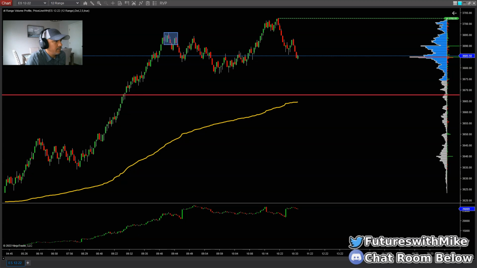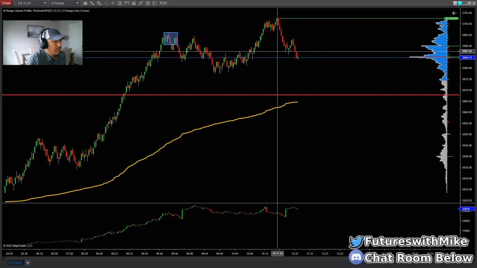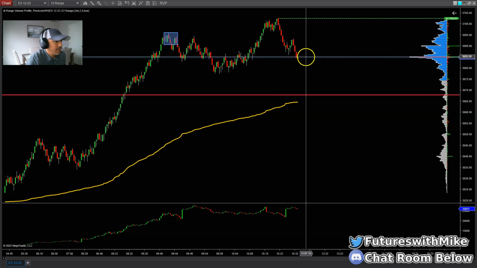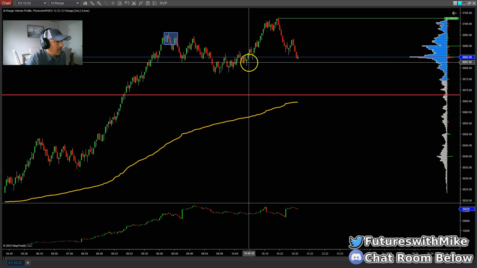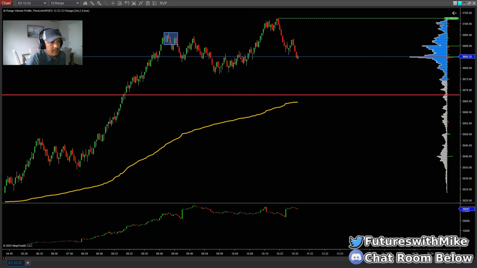Boom, boom, boom, boom. Okay. This could be a quick little scalp long, just depending. We'll see what happens. The price rejects this area. High volume node here, pulling back to this area of demand. But we'll see.